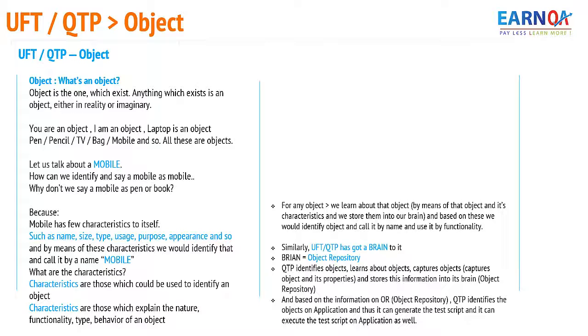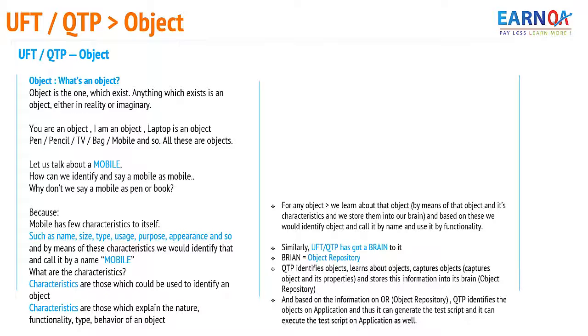Object repository is a place where QTP learns the objects, captures them, and stores the objects' information in terms of logical names and physical descriptions. Nothing to worry about what a logical name and physical description are, because we are going to talk about that in a while. But the important factor is, just like we have our brain to capture and identify an object, QTP has a brain called object repository, and by means of that it captures the objects.